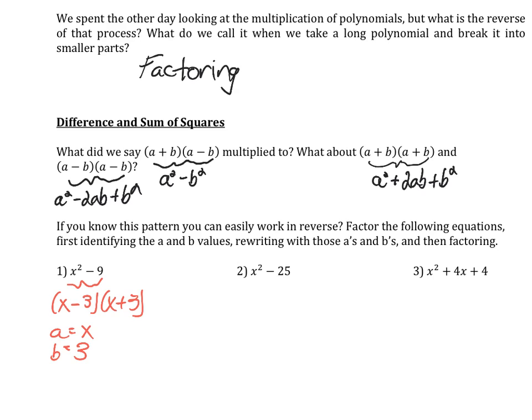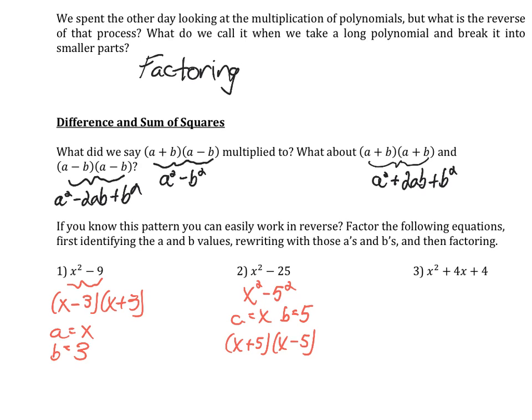Let's take a look at number 2, x squared minus 25. I could think of that again as x squared minus 5 squared, meaning a, again, is x, and b is 5. So if a is x and b is 5, and we know that pattern of a squared minus b squared, we know that should factor into x plus 5 and x minus 5. If you know that a plus b times a minus b pattern, it makes factoring really easy once you identify what a is and what b is.